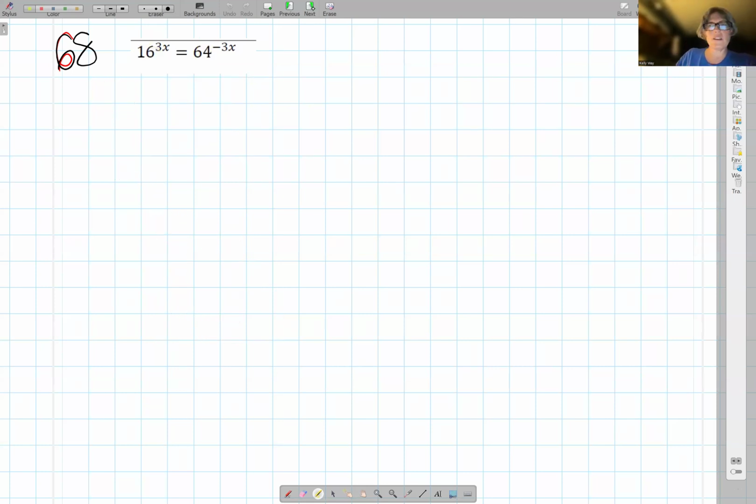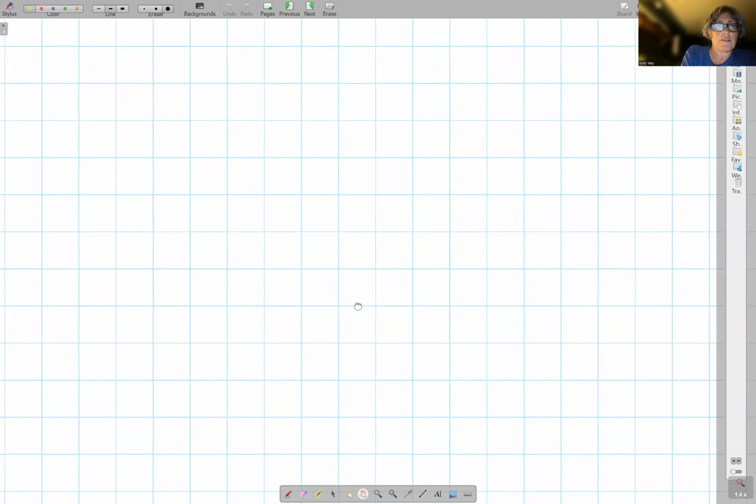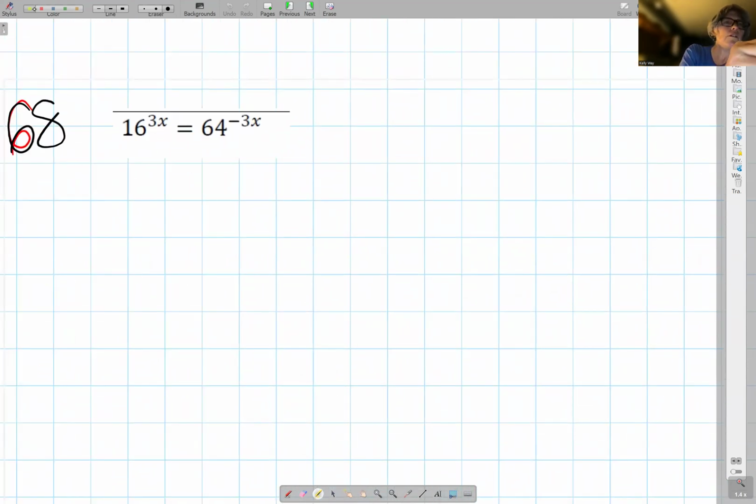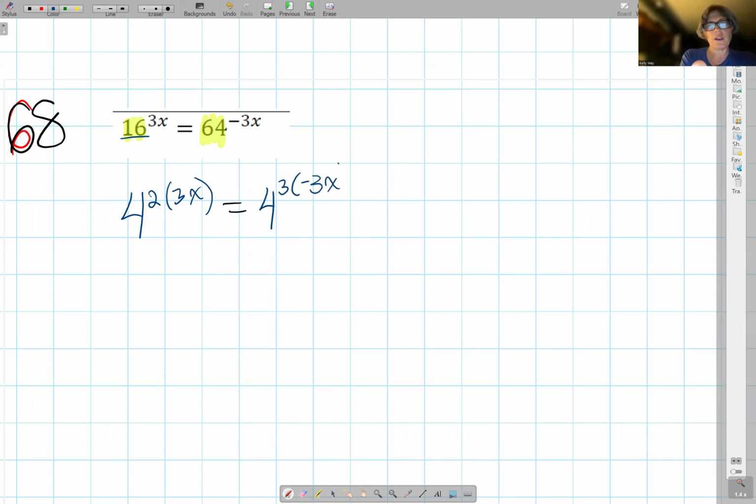All righty, 68. Again, the starting point is not what should I do, but what can I do? And it's very easy to tell that this 16 and this 64 are exponentially related. They're both exponential multiples of 4. So I'm going to get them in that form. So this is going to be 4 squared and then 3x. And this is going to be, 4 times 4 times 4 gets you 64, so that's going to be 4 cubed and negative 3x.